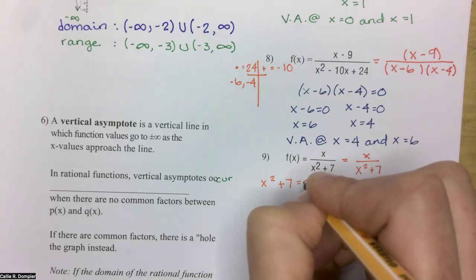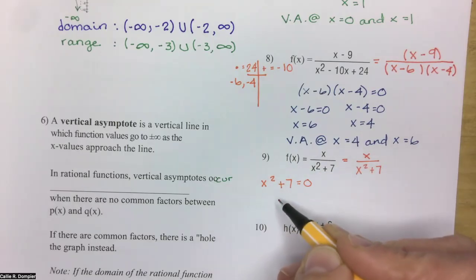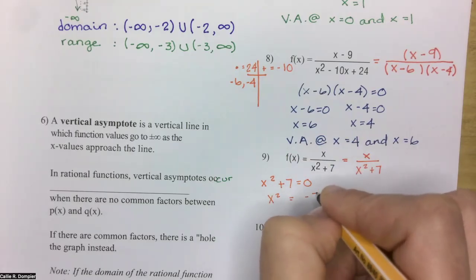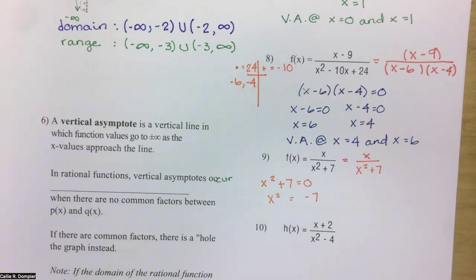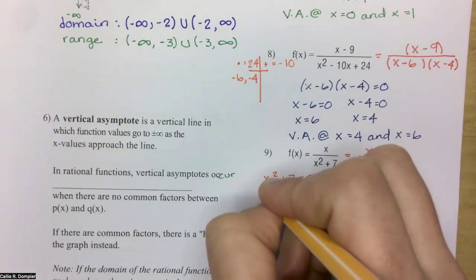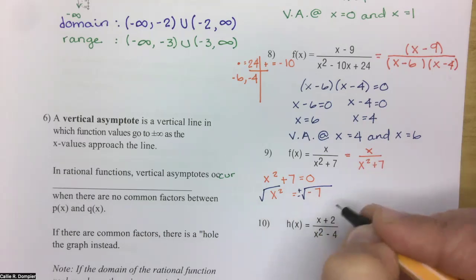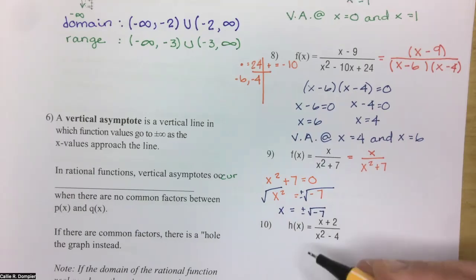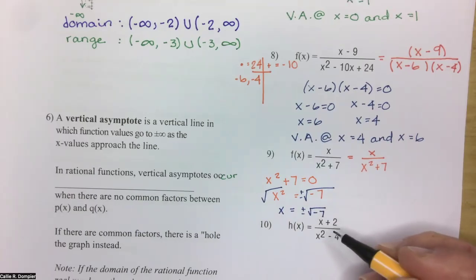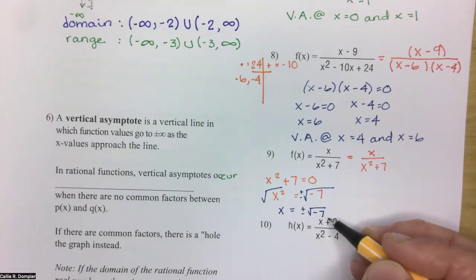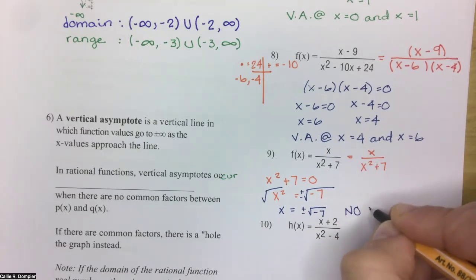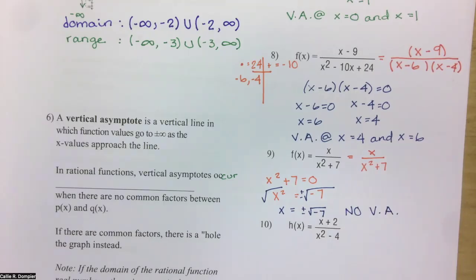X squared plus 7 equals 0. I can't factor it, but I can use the square root method, right? So that would be x squared equals negative 7. Take the square root of both sides. The square root of x squared is equal to plus or minus square root of negative 7. So that means x equals plus or minus square root of negative 7. You can't really simplify the square root of negative 7, so it just remains as plus or minus square root of negative 7. That's not a real number, so there is no vertical asymptote for number 9.